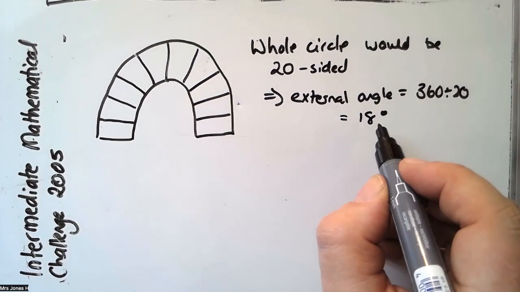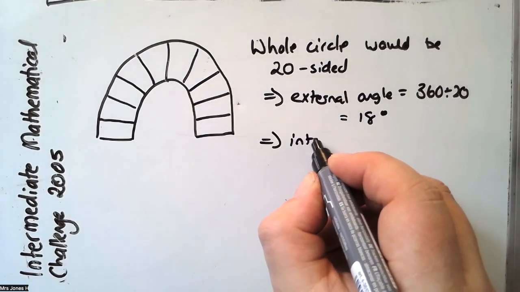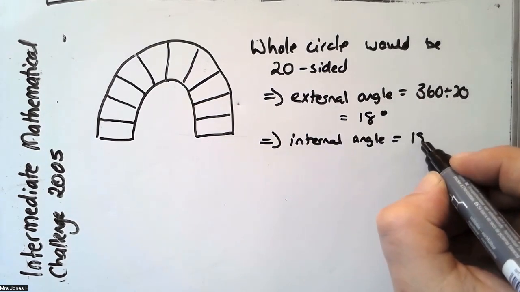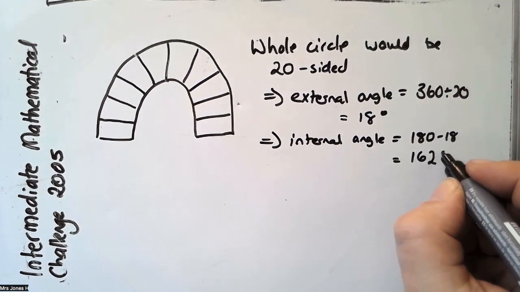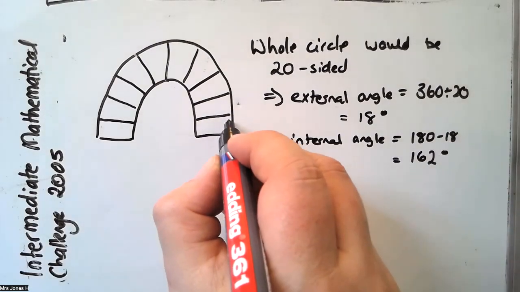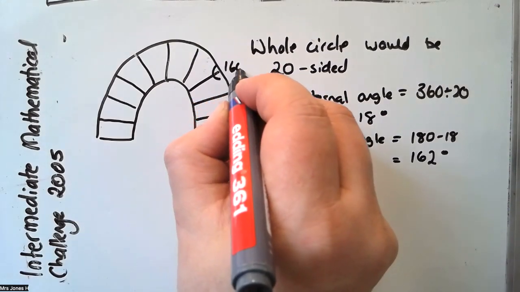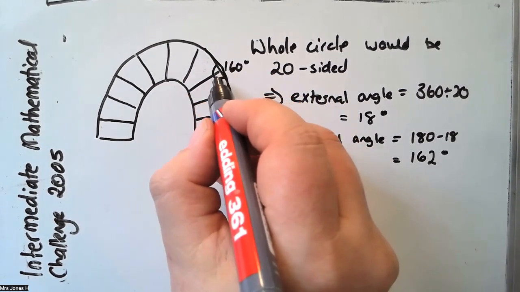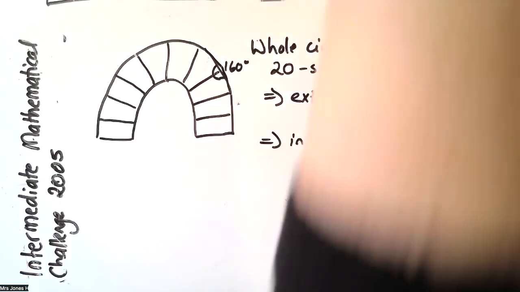So I worked out the external angle is 18, therefore we've got the internal angle. Now, where does that come? Well, what we're looking at there is this whole angle here is 162 degrees, because this is our polygon and this is our internal angle, sorry, 162.